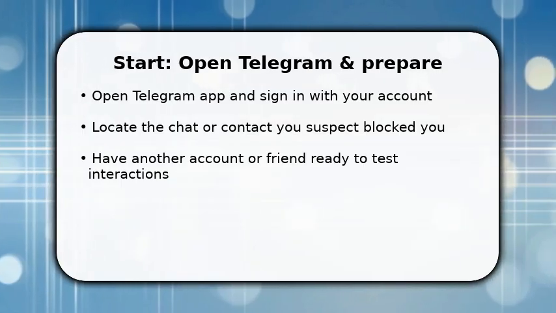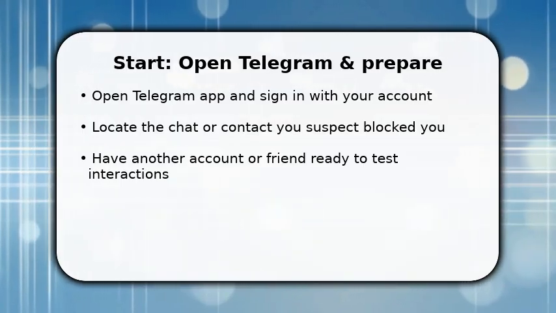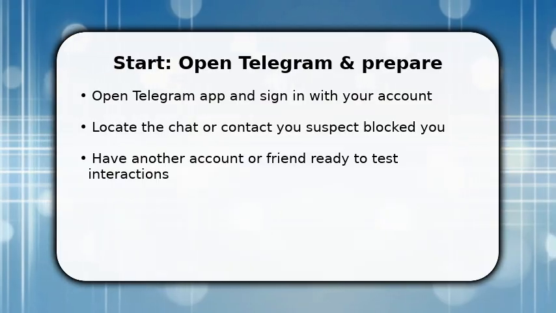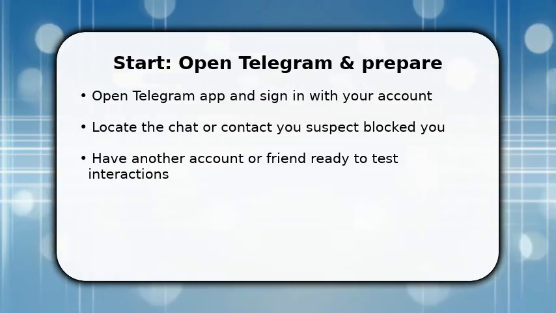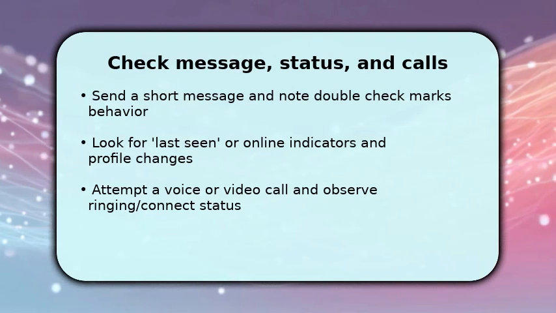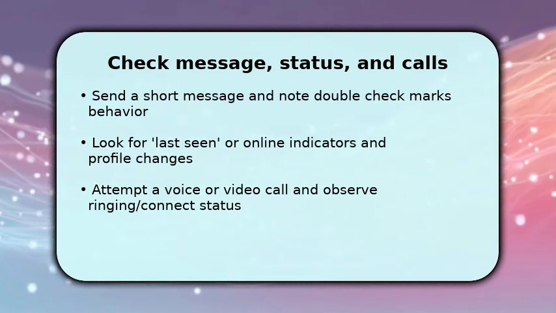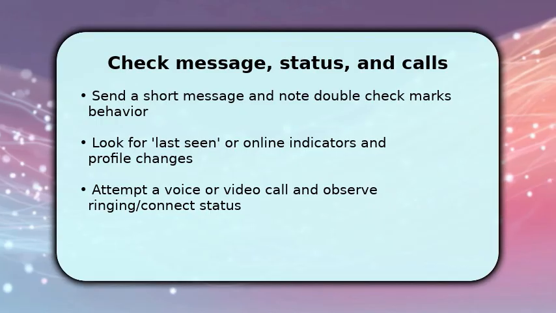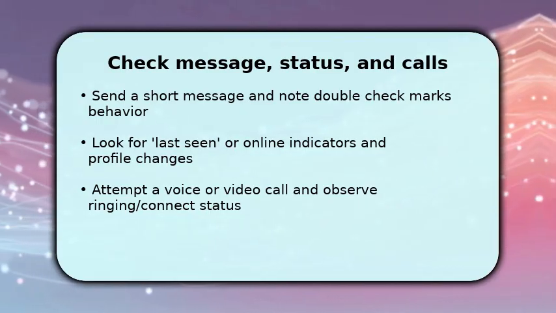This step prevents false positives caused by network issues or deleted accounts, and it gets you into the app quickly, so you can perform the diagnostic. You now send a simple message and watch the delivery marks. 1 check means sent, 2 checks mean delivered, absence of 2 checks can indicate blocking.